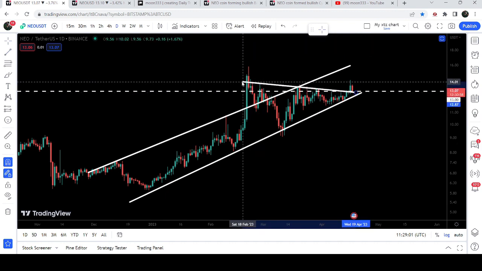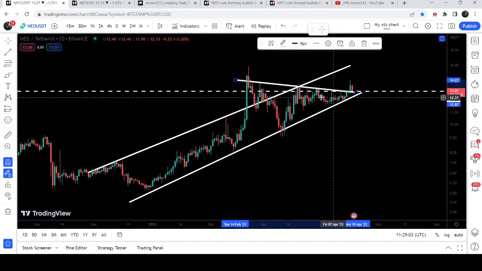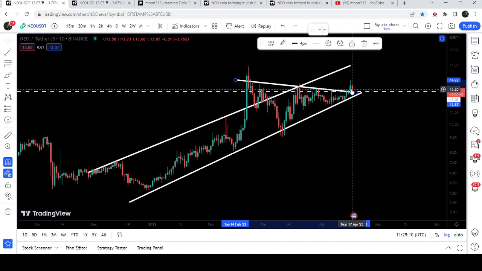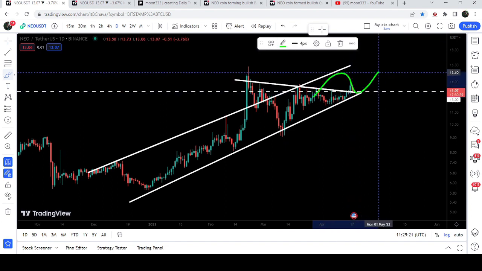While it was moving inside this rising wedge, it also formed this symmetrical triangle as well and broke out the resistance of the triangle, and now is retesting the previous resistance of the triangle as a support, and also this previous resistance of $13, a very long-term resistance, as a support as well. Therefore, now there is a probability that after this successful retest, the price line may continue its move to the upside.